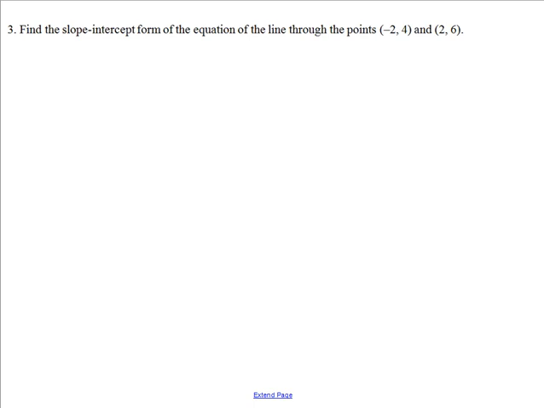Let's see the next one. Find the slope-intercept form of the equation of the line through the points (-2, 4) and (2, 6).